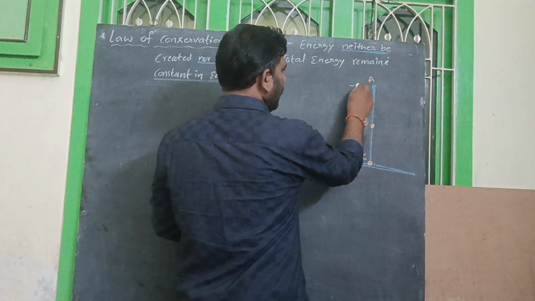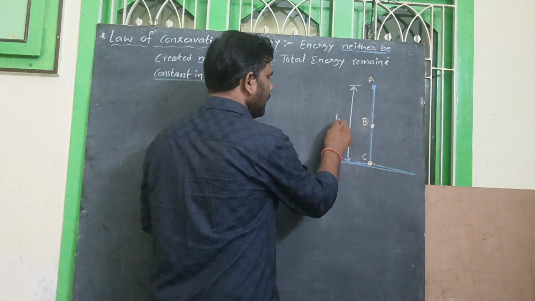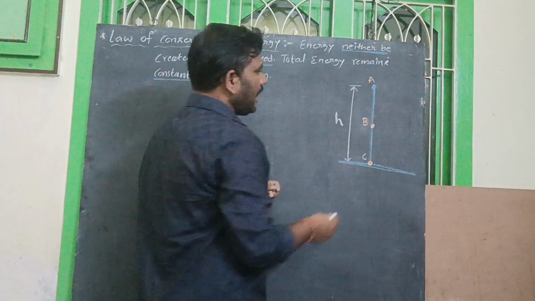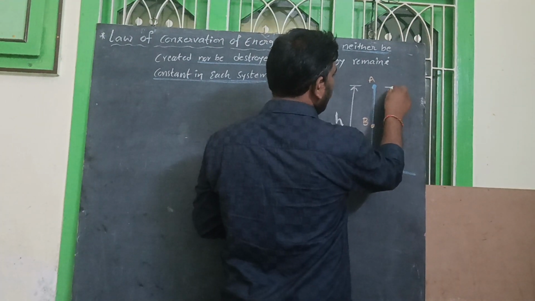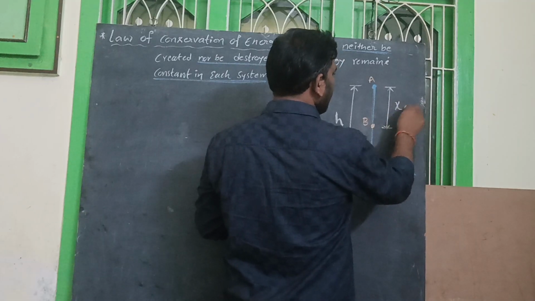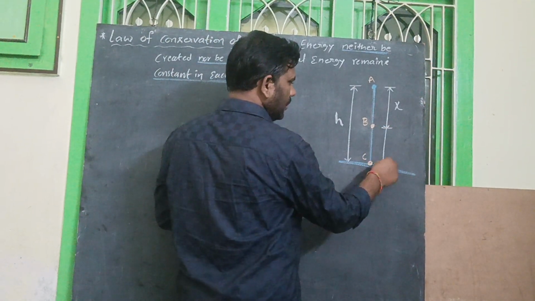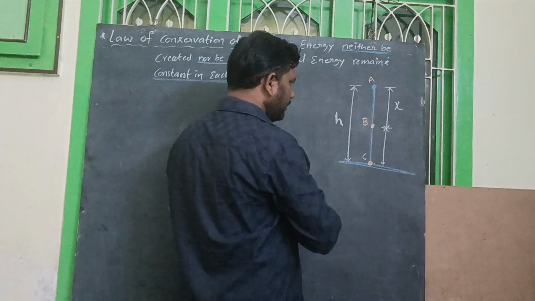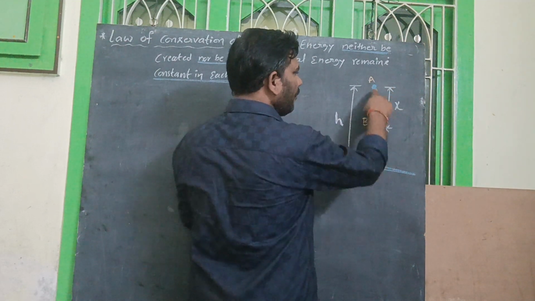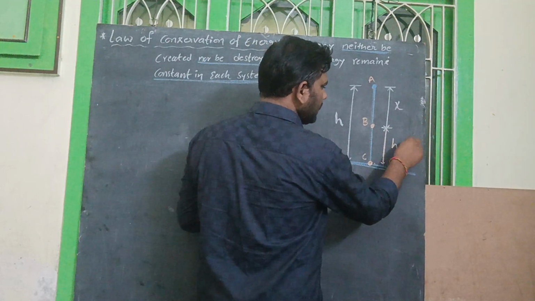So here the total height from the ground is h. We consider the total height as small h, and we take the height from A to B as x. So what is the height from B to C? Here we can observe the total height is h, and A to B is removed from the total height. Then this height is going to be small h minus x.